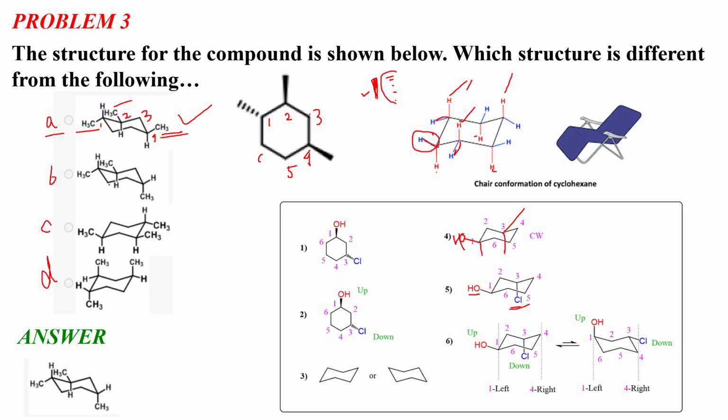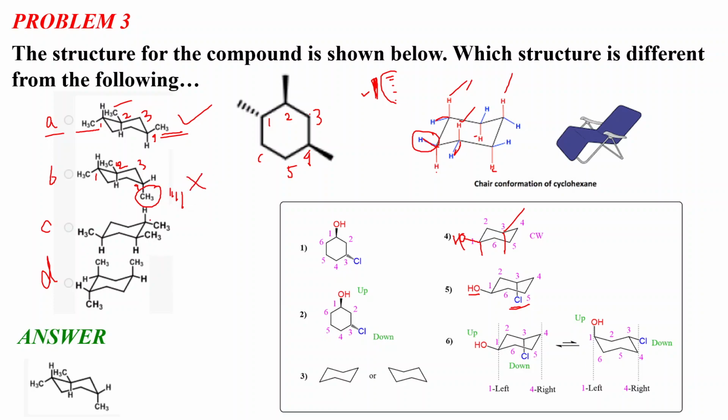Now, if you look carefully at option B, it is similar: 1, 2, 3, and 4. With number 1, the methyl group is below the plane. Number 2, the methyl group is up the plane, but in number 4, the methyl group is below the plane, so it should be dashed. But here we have number 4 methyl group up the plane, so this is incorrect.